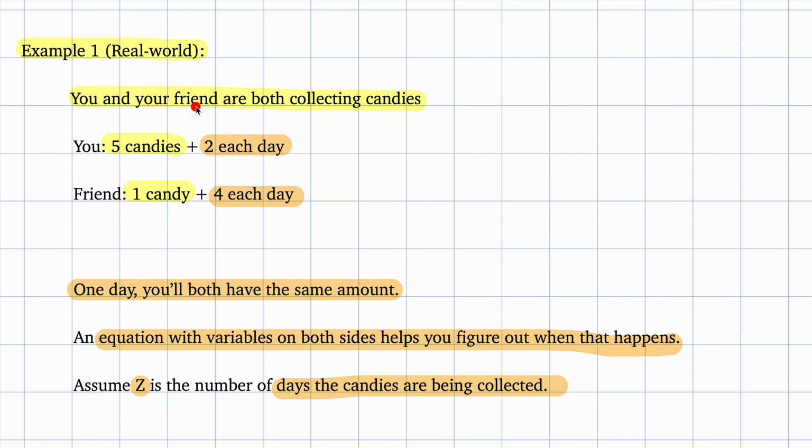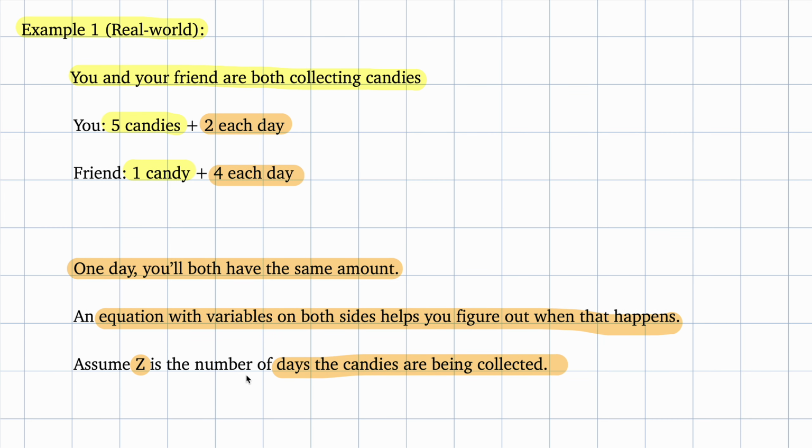You and your friend are both collecting candies. You have 5 candies to start off with, and you gain 2 each day. Your friend has 1 candy to start off with and gains 4 each day. We know for sure that one day we'll both have the same amount, but we need to find what day that is. An equation with variables on both sides helps us figure out when that happens.